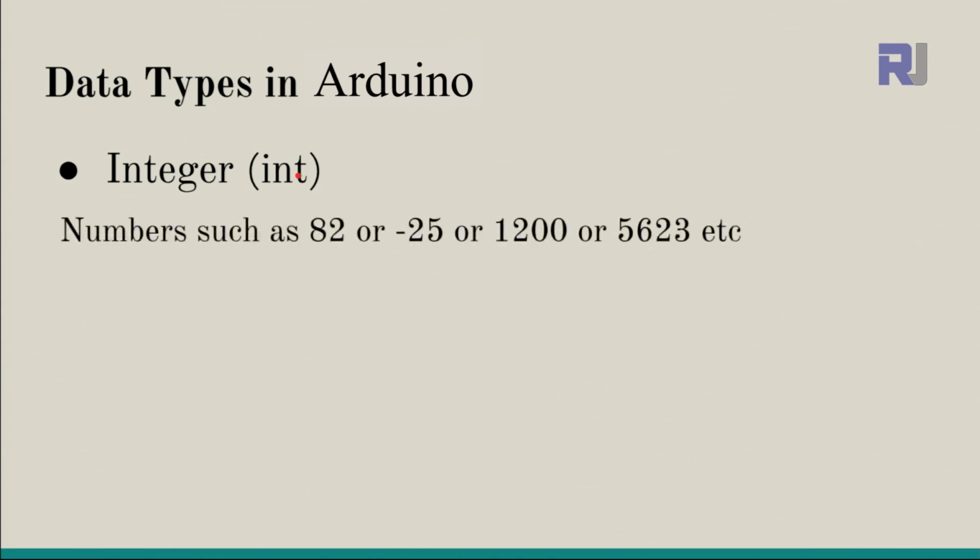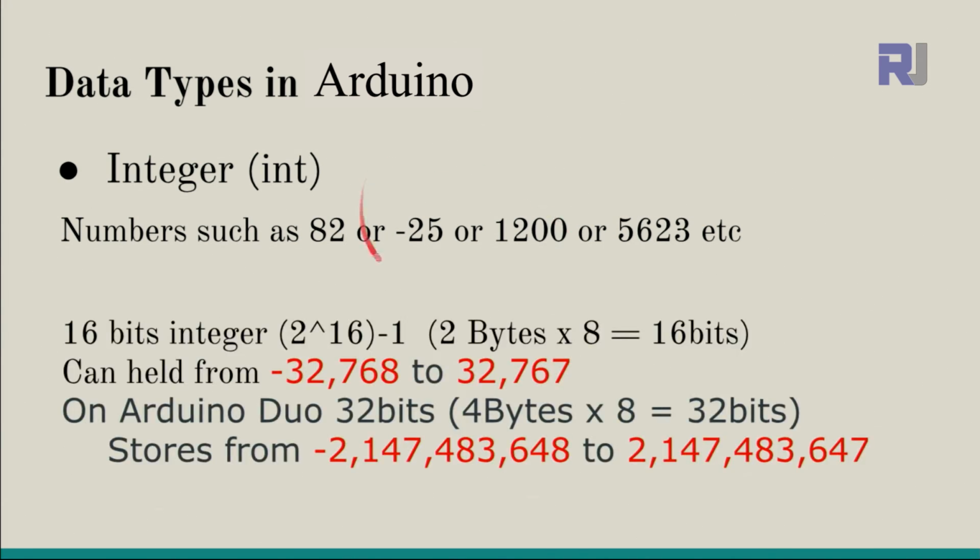It can represent, for example, 82 or minus 25 or 1200 or 5623, etc. And when you define a data type as an integer, int, you are allocating 16 bits of information. So it will be 2 bytes, 2 times 8. As we mentioned, 1 byte is 8, so 2 bytes, 2 times 8, is 16 bits of space allocated.